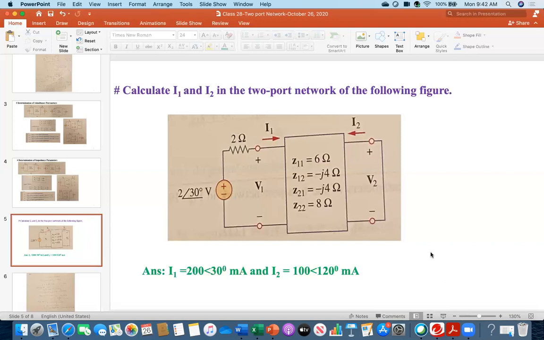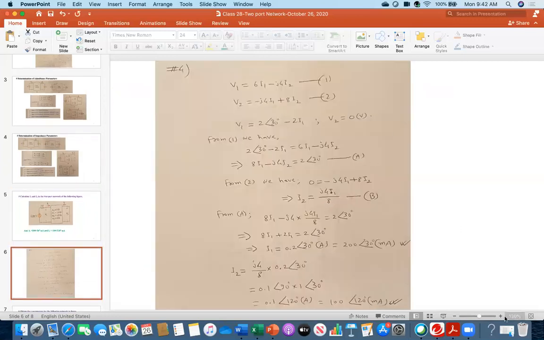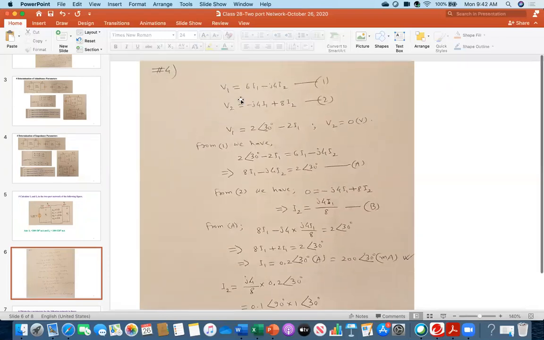Has anybody got the result so far? Yes. Exactly the same. Okay, great. So everybody see here as I am calculating, I wrote that equation for V1 as 6 I1 minus j4 I2, I mean z11 times I1. I plugged in those values, that V1 value that I said, 230 minus 2 I1, and V2 is 0. And then I am substituting V1 and V2 into this equation.